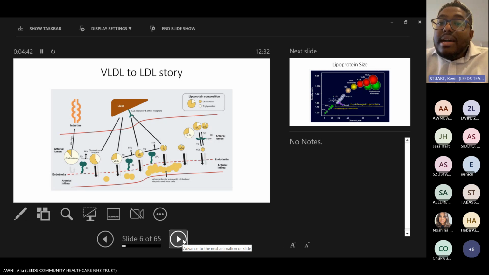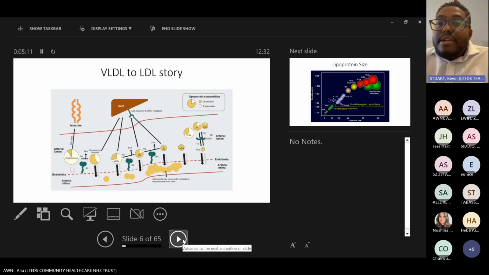As you can see in the IDL, which stands for intermediate density lipoprotein, more triglycerides have now left, leaving more cholesterol behind. The same happens again as the IDL continues on the path. More triglycerides get off, and now the vehicle has shrunk to the size of a car, and it's mainly all cholesterol left. This smaller molecule is called our low density lipoprotein.